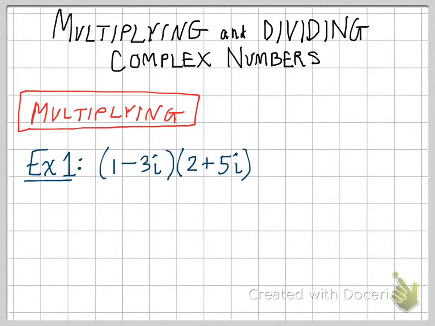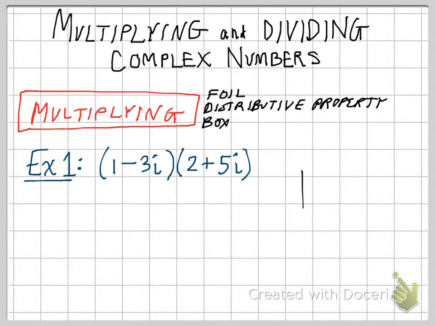These notes are on multiplying and dividing complex numbers. So we're going to start by looking at how we multiply complex numbers, and this is going to feel very familiar because you can use any of the methods you use when you multiply binomials. So that could be FOIL, it could be the distributive property, or it could be the box method, which is my personal favorite.